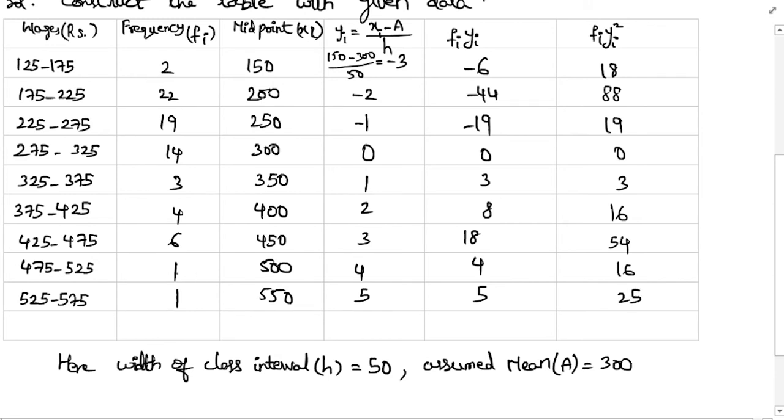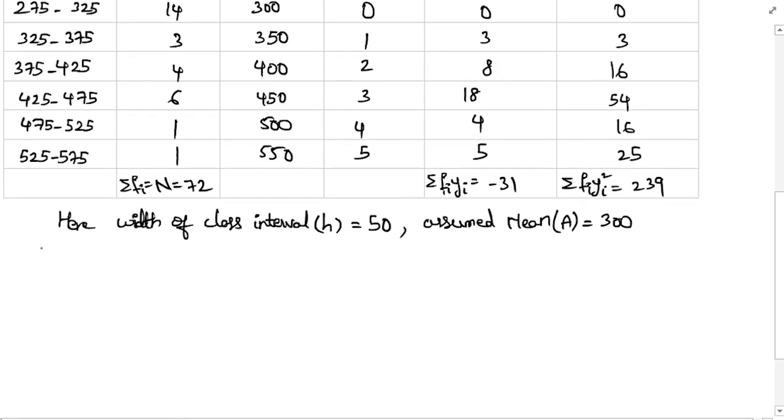Now we have to find the summation of Fi, that is n, that is equal to 72 here, the summation of all this. Then we have to do the summation of this Fiyi, that is equal to minus 31. Then the summation of Fiyi square is equal to 239. So now we have completed the table. Now we will find the mean and the variance.